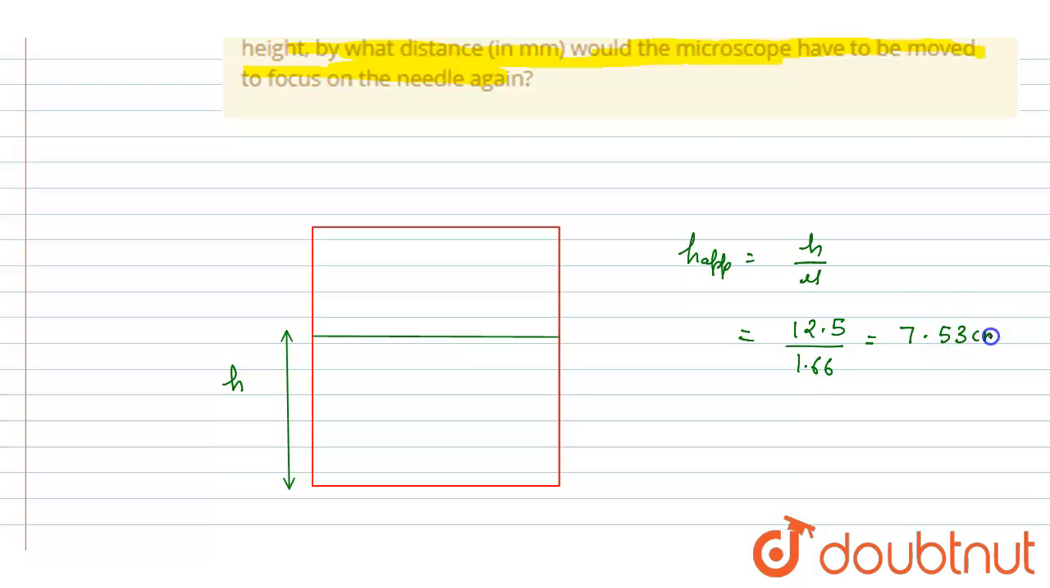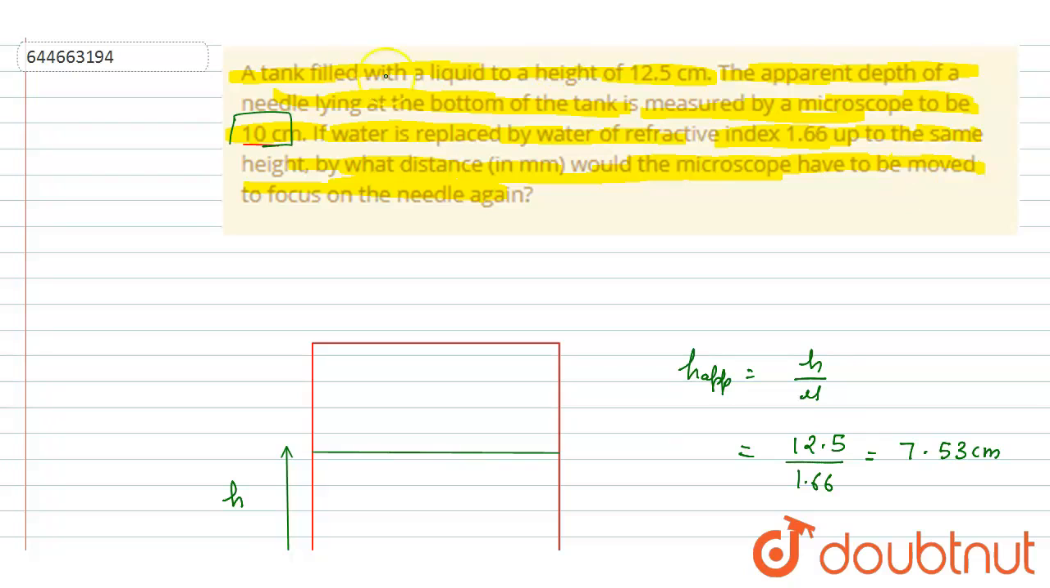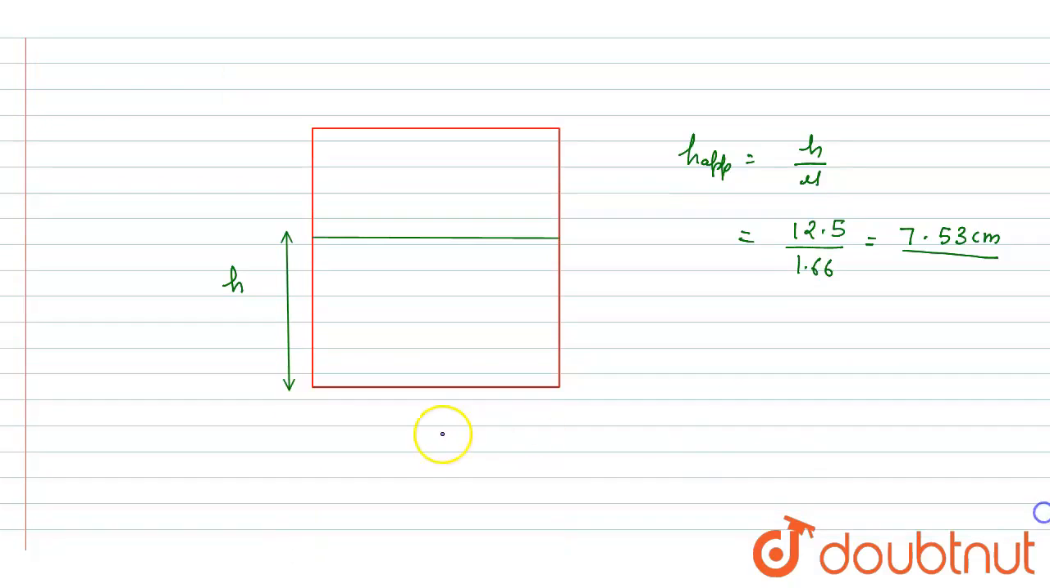Now if you see here, earlier the apparent height was 10 centimeter, right? So the microscope was also reading this 10 centimeter. Now what we have to do is shift the microscope so that it could focus on this needle and cover this apparent height. So how much should it be shifted?